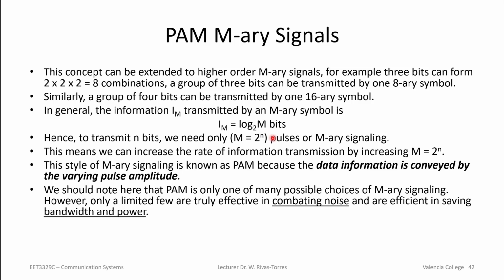So if you want to know how many symbols you need for the number of bits that you want to transmit at the same time, in other words, you want to calculate your M, that is equal to 2 to the N, where N is the number of bits. Okay? So this means that you can increase the rate of information transmission by increasing M, which equals 2 to the N.